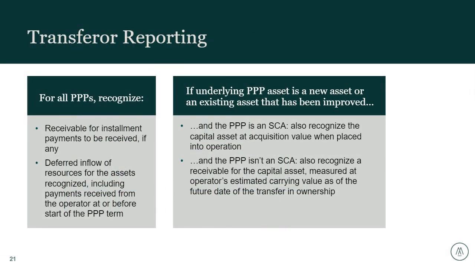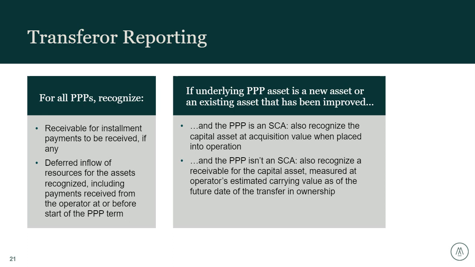In terms of the transfer reporting, I already touched on this a little bit. On the left talks about if you have installment payments, maybe you didn't just get one cash payment up front. If you have installment payments, you're going to record a receivable, and then the offsetting side of that is a deferred inflow of resources. If the underlying PPP asset is a new asset or an existing asset that has been the PPP is for an SDA, you're going to, again, recognize a capital asset at the acquisition value when it's placed in operation. Not an SDA, going to be a receivable.